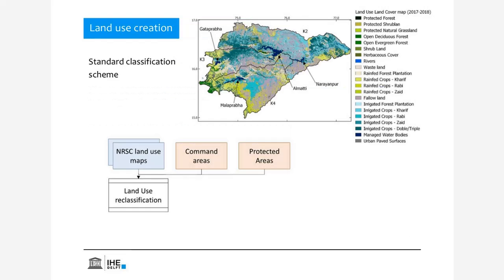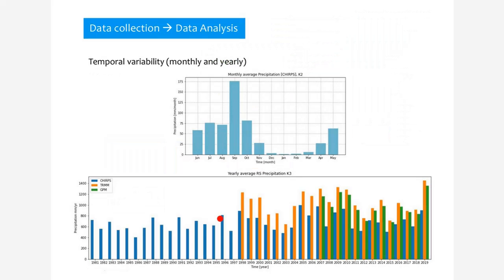And the same for the land use. It depends a lot on which type of initial data set you have. We have used now the NRSC data, yearly maps, which is great in combination with the command areas and the protected areas. And we've made a little code to create the maps. And then the other thing you want to do after you collect the data is to start doing some analysis.